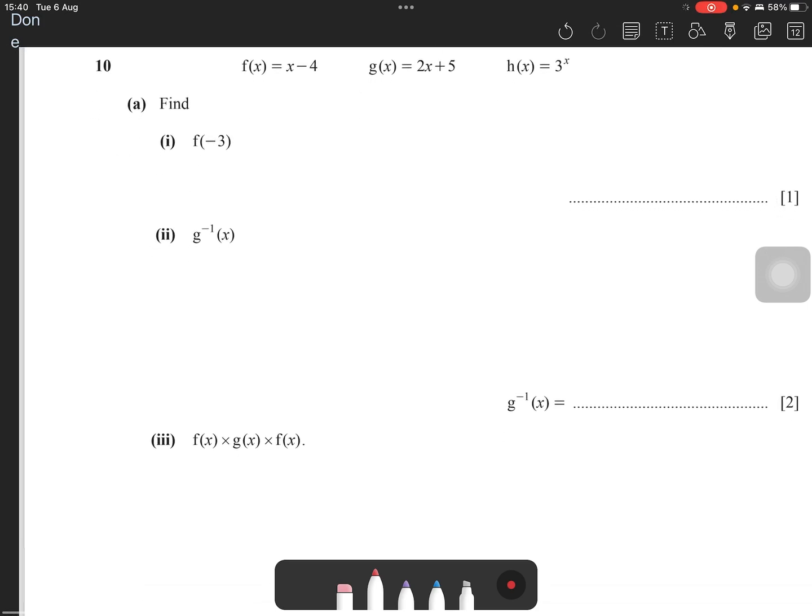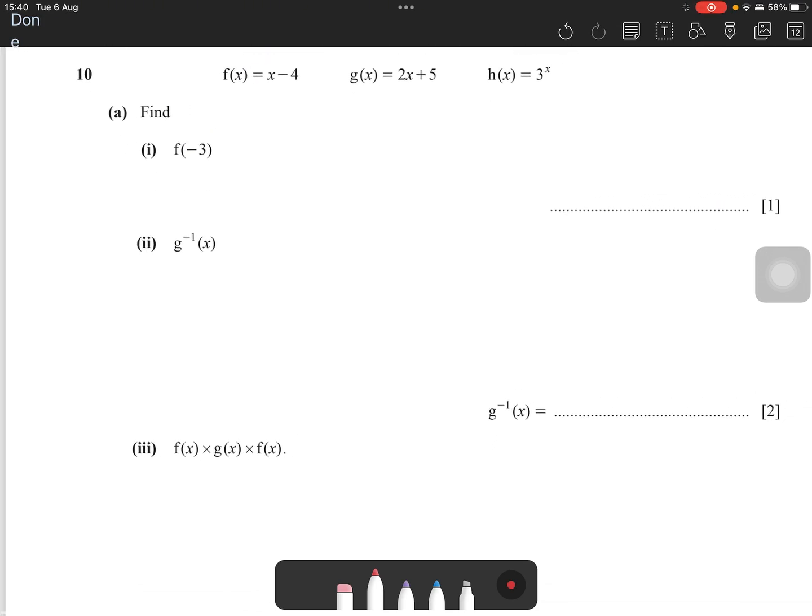Question 10. f of x is equal to x minus 4. So let's find f of negative 3. f of negative 3 is equal to, we'll substitute x equals negative 3, minus 4 equals negative 7.